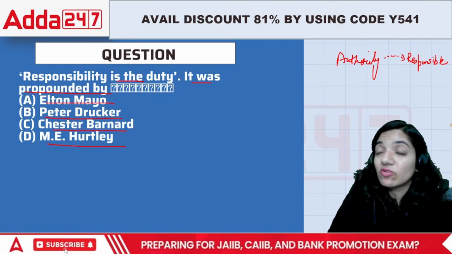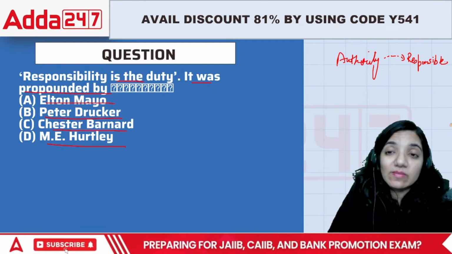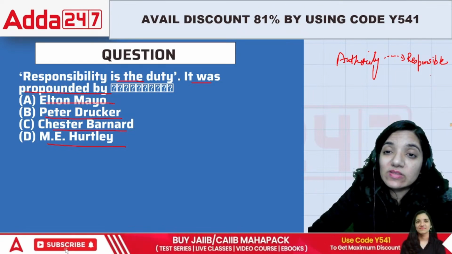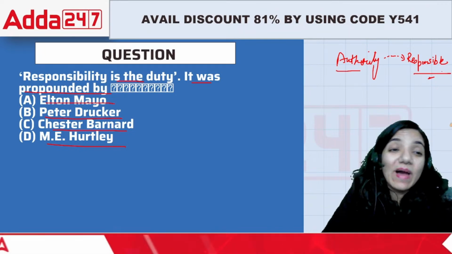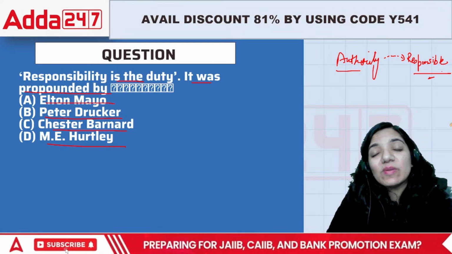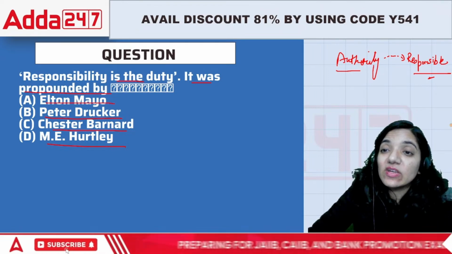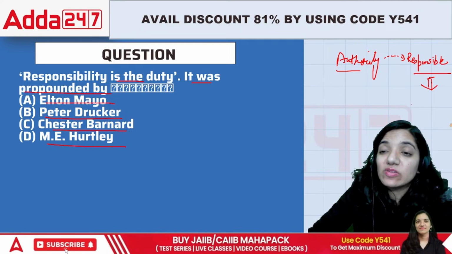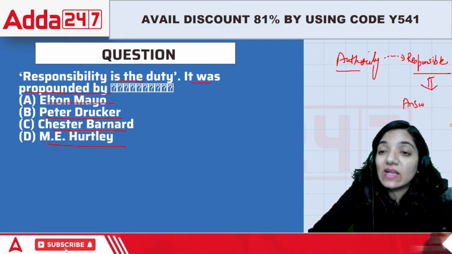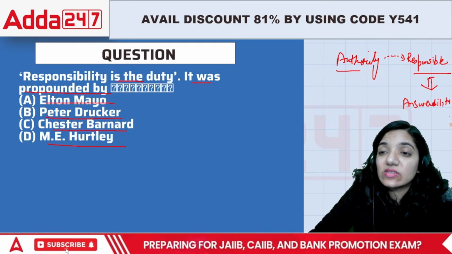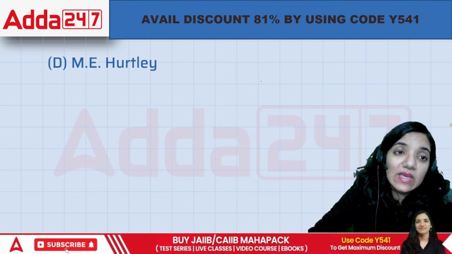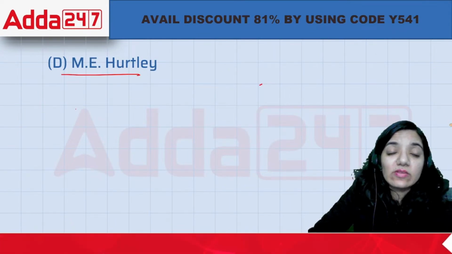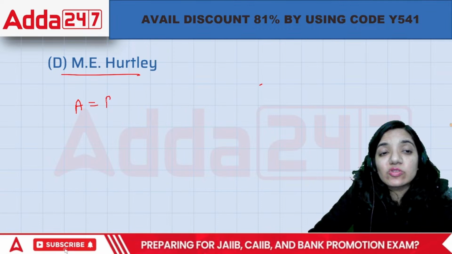So whenever someone has a greater authority, then greater responsibility is also given to them to balance it out. So responsibility is basically a duty. From authority, we get responsibility, and from responsibility, we also get the point of answerability. So there it is, 3 things getting out of it. So basically, this is given by M.E. Hartley. So authority is equal to responsibility.